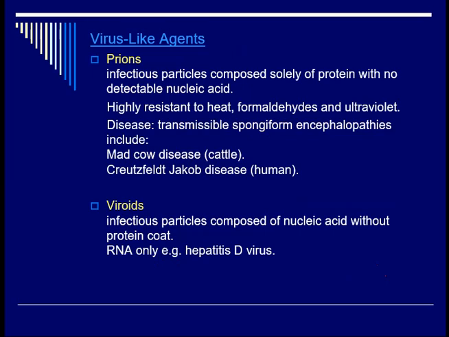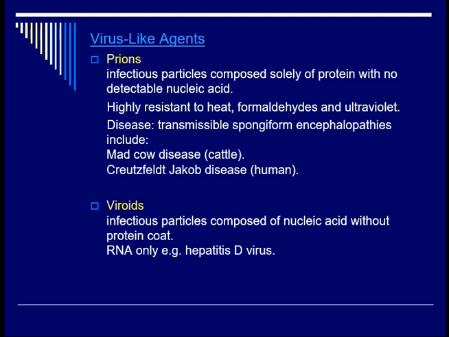Lastly, we have virus-like agents. Under virus-like agents, we have the prions and the viroids. The prions are infectious particles composed solely of a protein with no detectable nucleic acid. These prions are highly resistant to heat, formaldehyde, and ultraviolet. Disease caused by prions is called the transmissible spongiform encephalopathies. Examples of prion disease are mad cow disease and Creutzfeldt-Jakob disease.